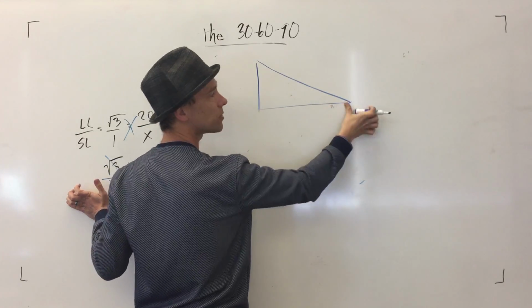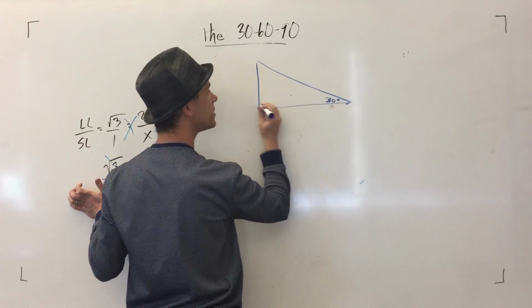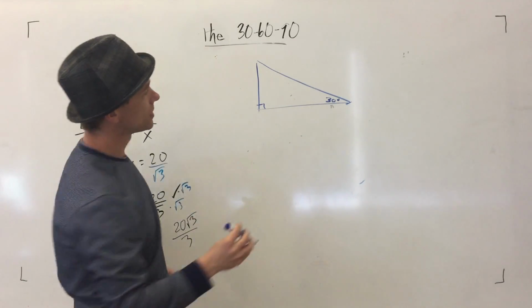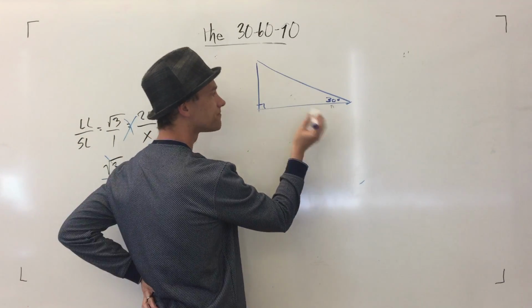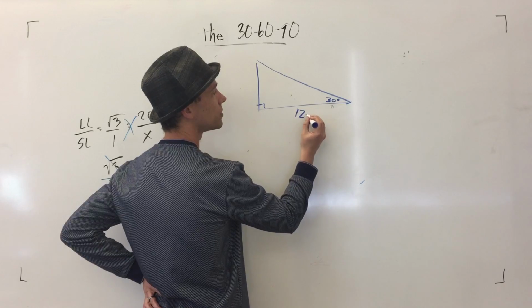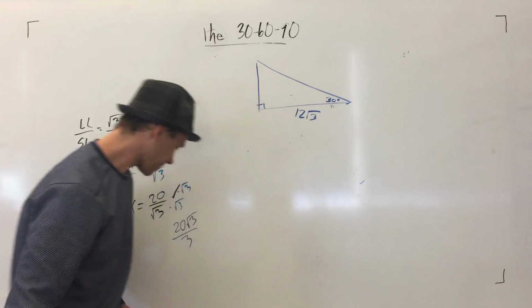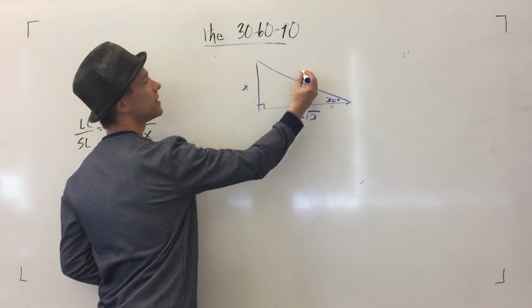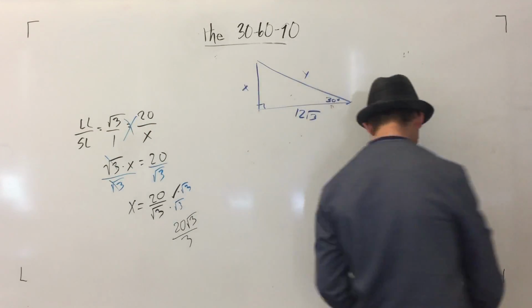All right, so this is how I'm going to orient the triangle. I'm going to give you the 30. And then right here, I'm going to say that this is 12 root 3. All right, x and y. Solve for x and y.